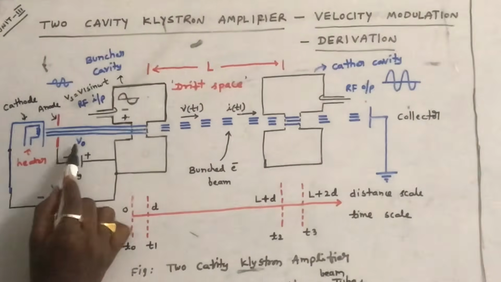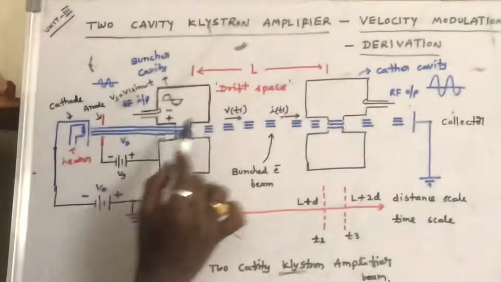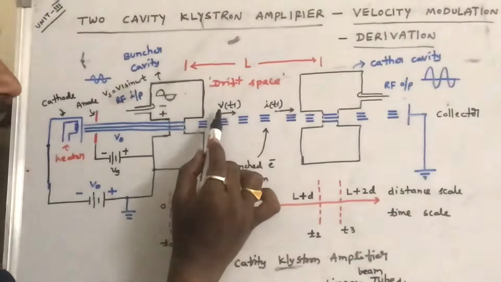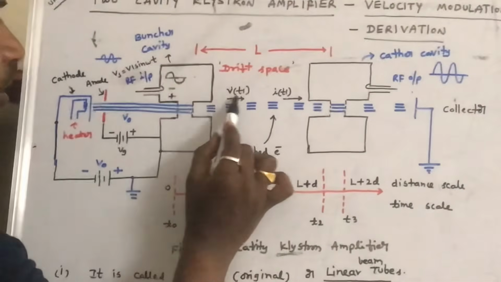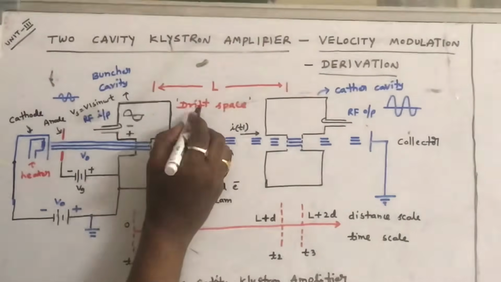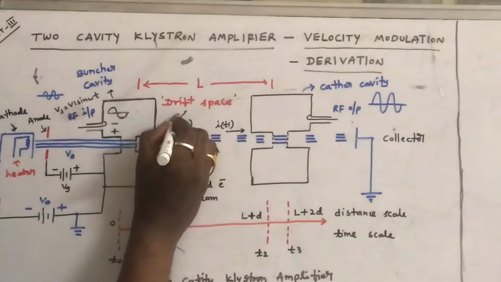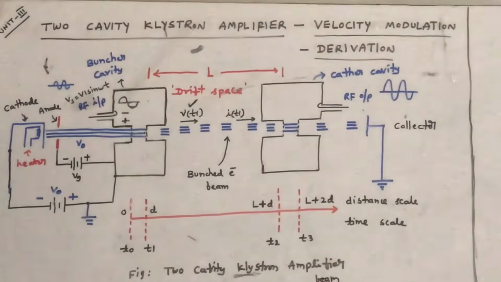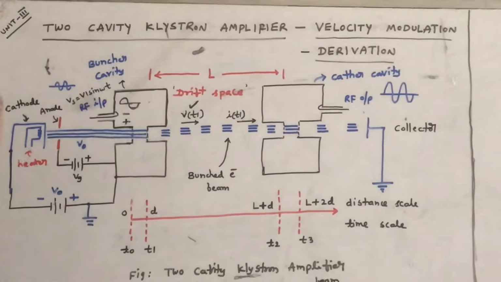Initially the velocity of the electron is V0. Because of velocity modulation, the electron beam velocity is changed into V(t1). This is the current modulation expression. In this derivation we want to derive the expression for V(t1). Let us see how to derive it. Let us take this RF input voltage.